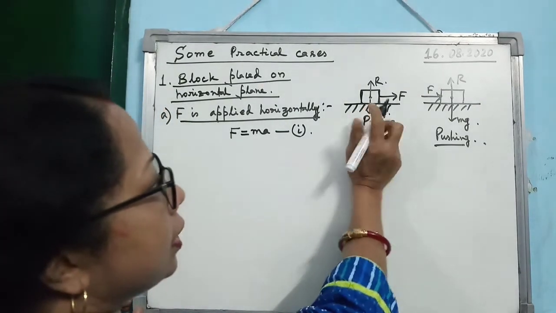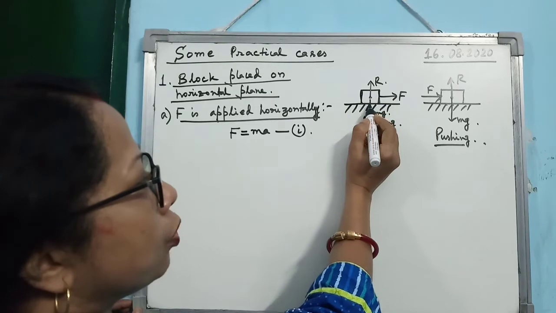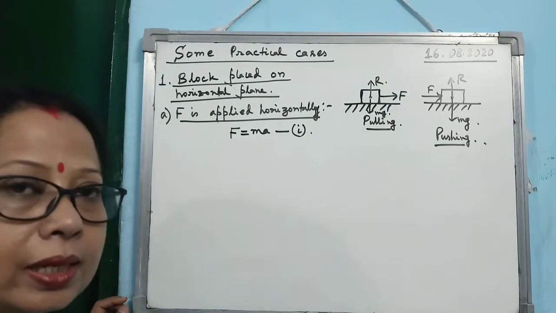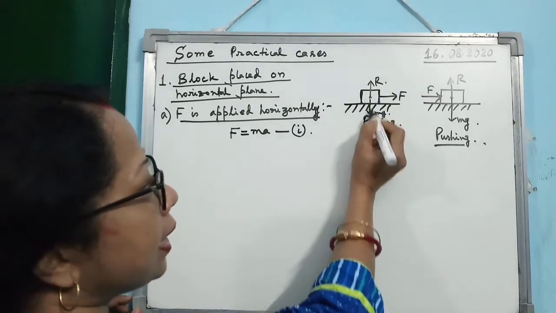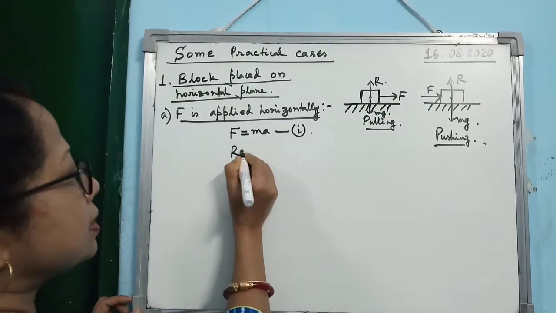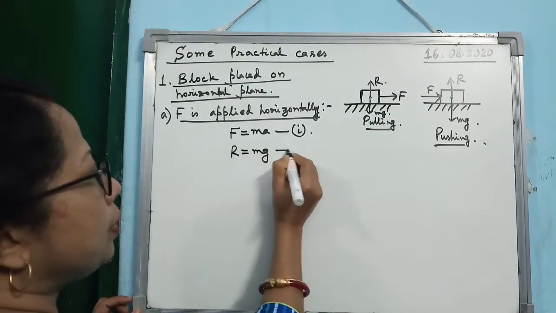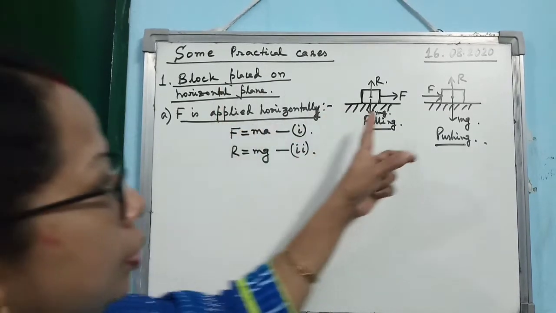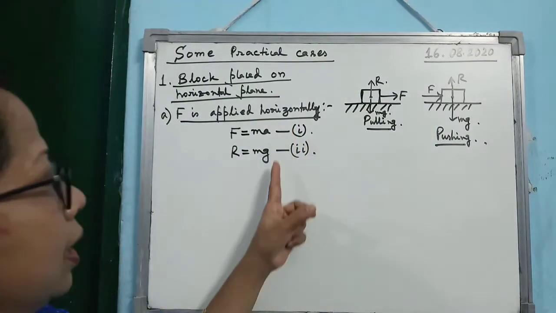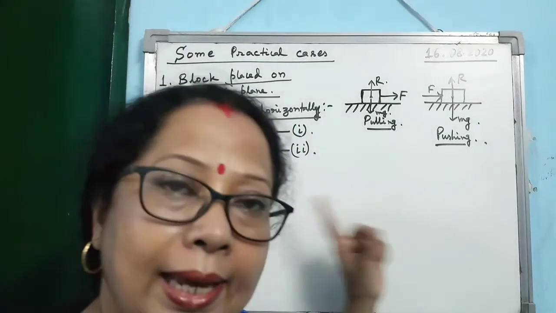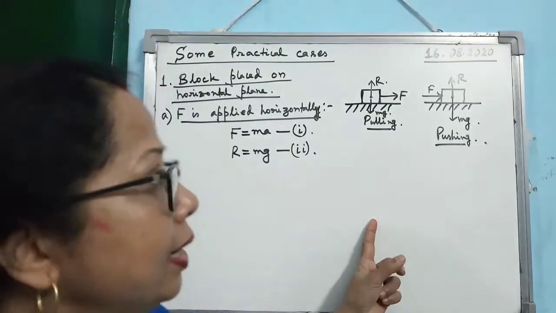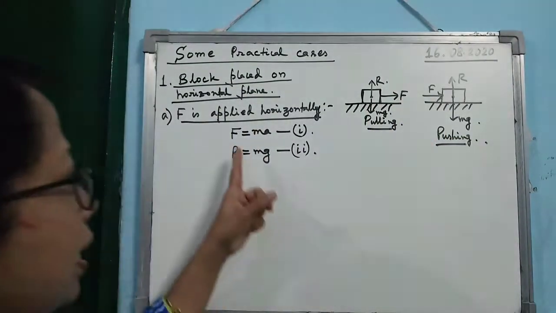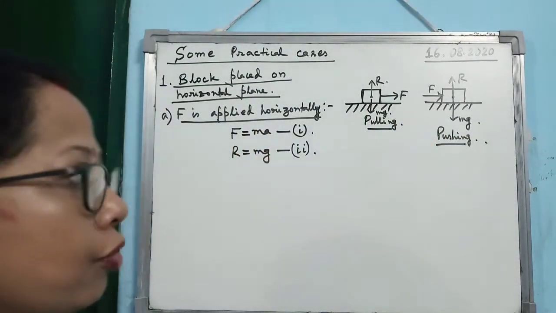Another one, you see, the body does not have any kind of motion perpendicular to this horizontal direction, isn't it? So you can say that R and mg are balancing each other. So R will be equal to mg. Is that clear? So in this case, these are the two equations one can get while considering the forces acting on the body and also by applying Newton's second law of motion.